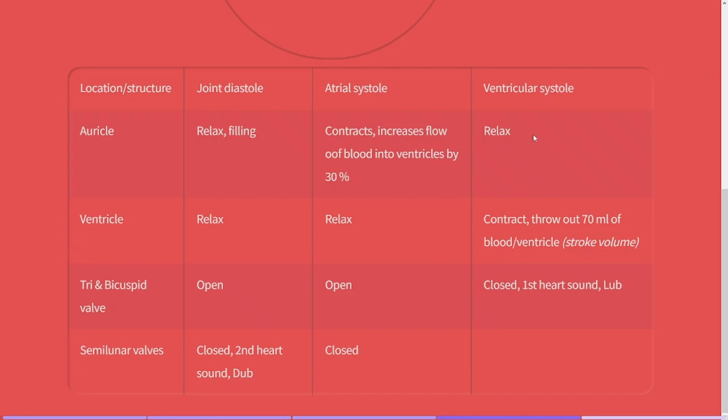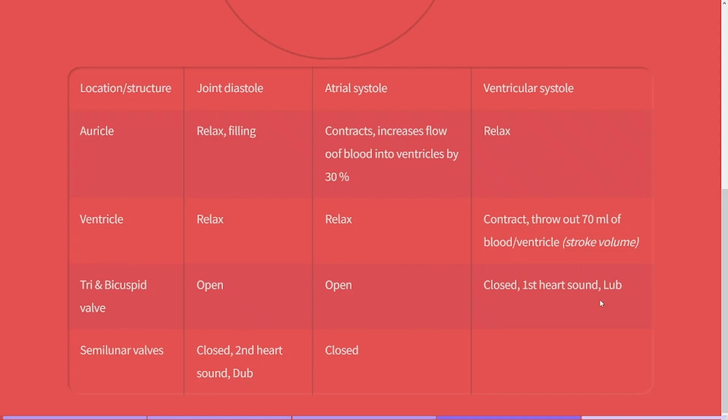Next, in ventricular systole, auricles are relaxed, and ventricles contract and throw out 70 ml of blood from the ventricles. This is called stroke volume. At this time, tricuspid and bicuspid valves are closed, and the first heart sound lub is produced. Next, in joint diastole, both auricles and ventricles are relaxed, and tricuspid and bicuspid valves are open, and semilunar valves are closed. This produces the second heart sound dub.